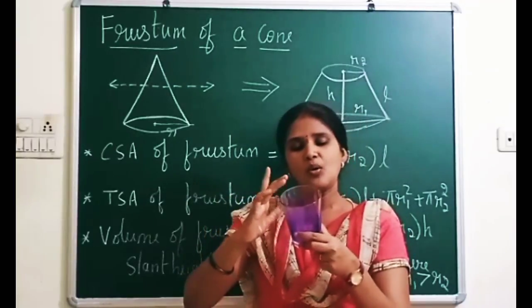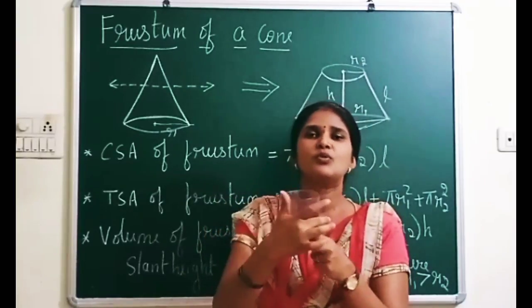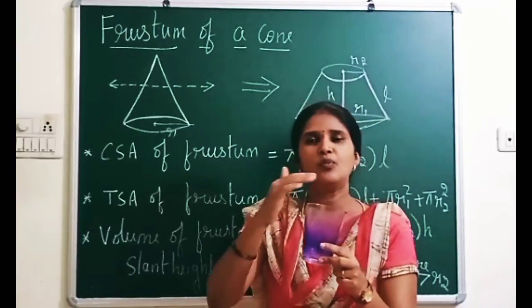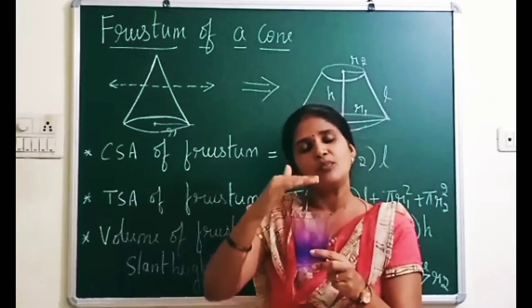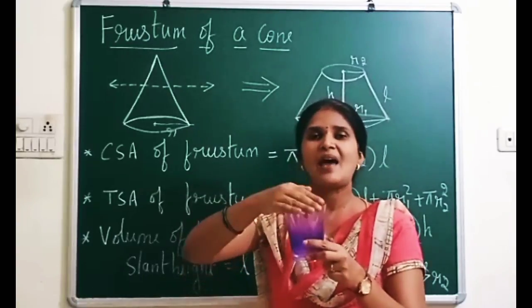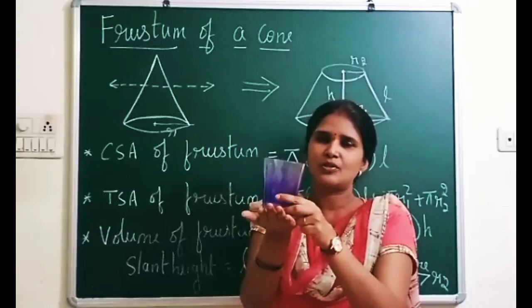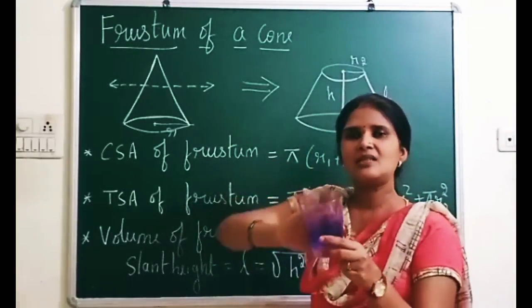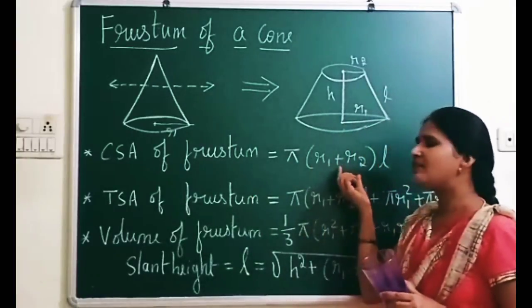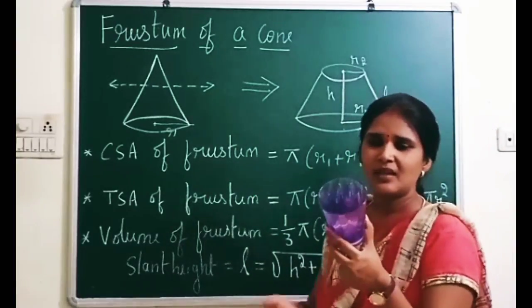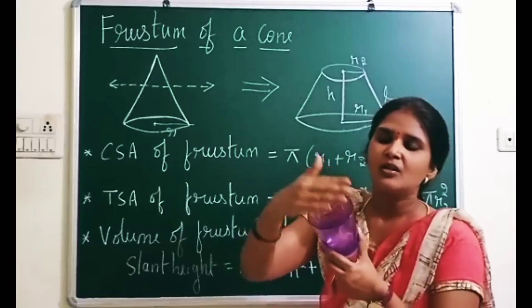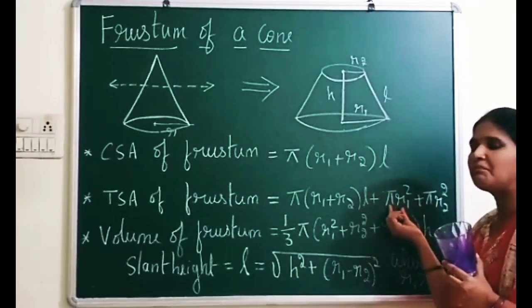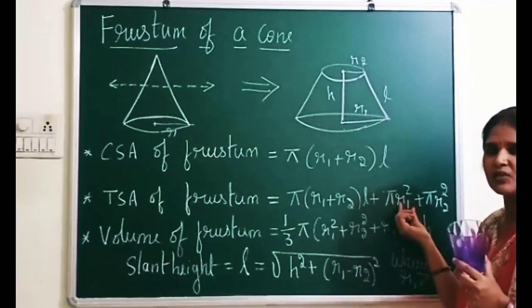Suppose if it is open at both the ends, it comes only CSA. So if one end is open, that you have to consider. If both ends are closed, you have to consider both. So it means add. If this is also closed and this is also closed, then you get this formula. When you want only this CSA, you get pi into R1 plus R2. So in this case, only one circle is open, so pi R2 square will not come. Only one pi R1 square you will get.